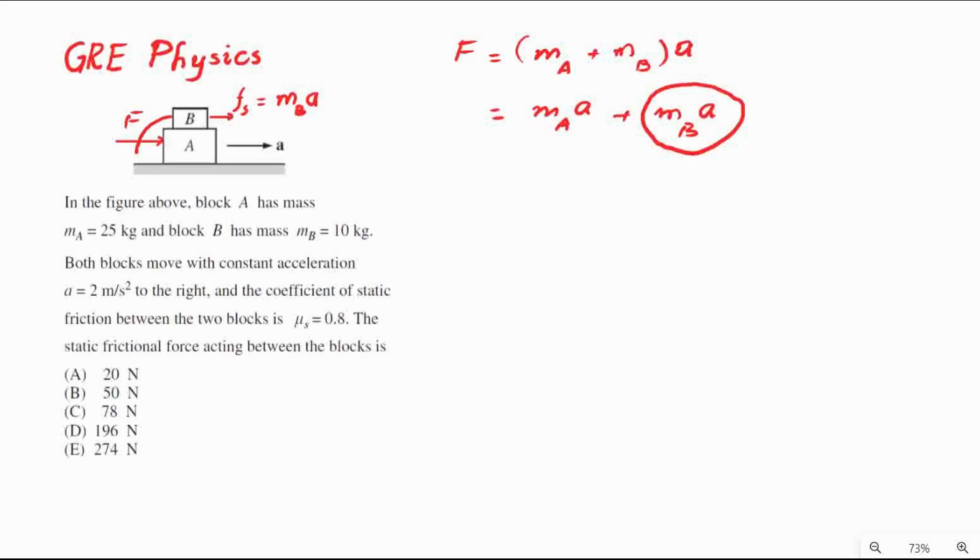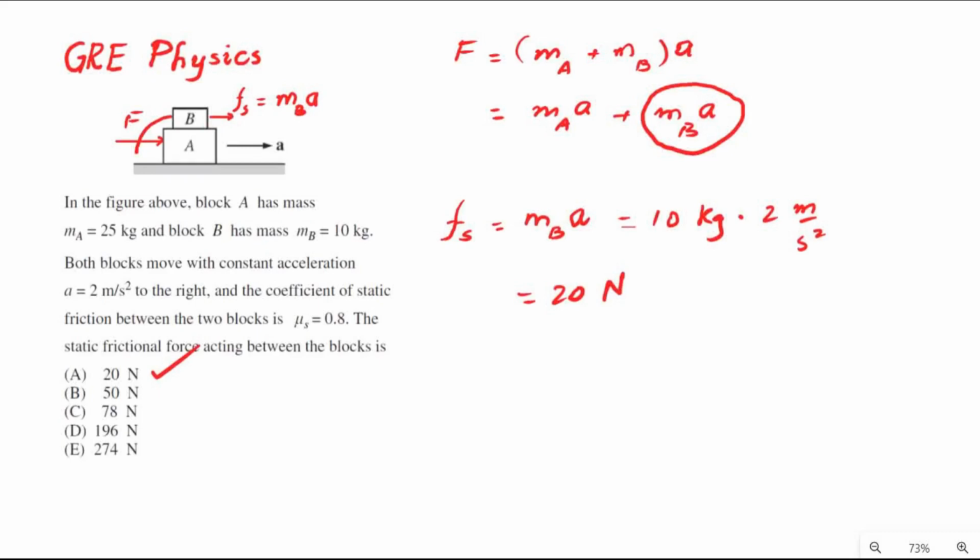So now let us plug in the values here. F_s is equal to m_B times the acceleration A. m_B is equal to 10 kilograms times the acceleration, which is 2 meters per second squared. So this is equal to 20 newtons. And the correct answer here is option A.